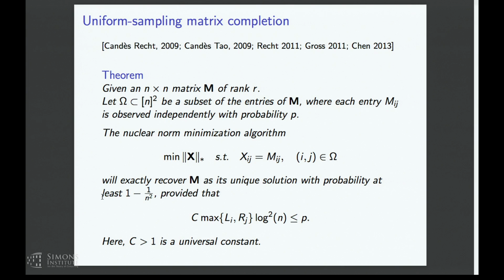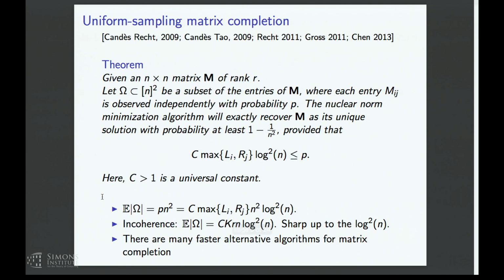Okay, so remember that in the best case, this max of Li and Rj is on the order R over N. In the worst case, it's order 1. In particular, what this implies for the sample complexity is that the expected number of entries under this sampling model is on the order of P times n squared, which is the max leverage score times n squared times log squared n.